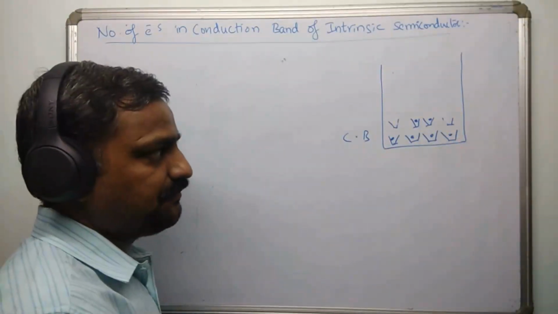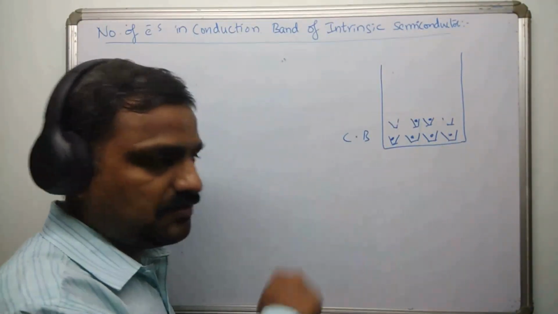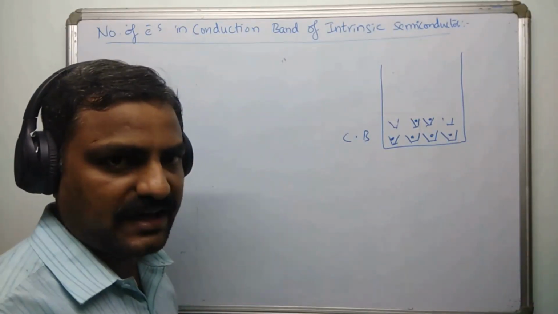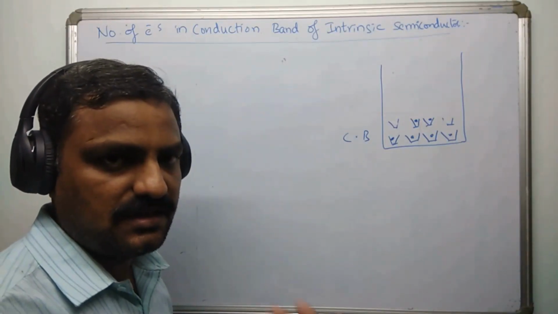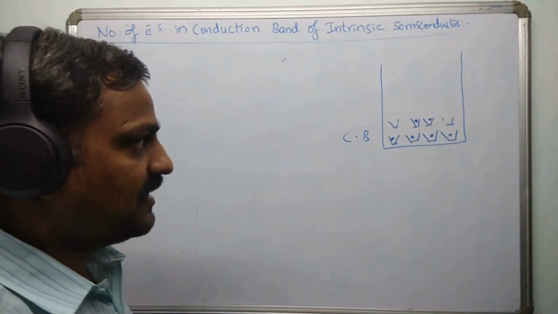So if you just try to know the number of seats available inside the conduction band and multiply them with their corresponding probability of occupancy, you get the number of actual electrons present over there inside the conduction band of the given semiconductor. So in this way we will proceed. So I'll write the expression here.